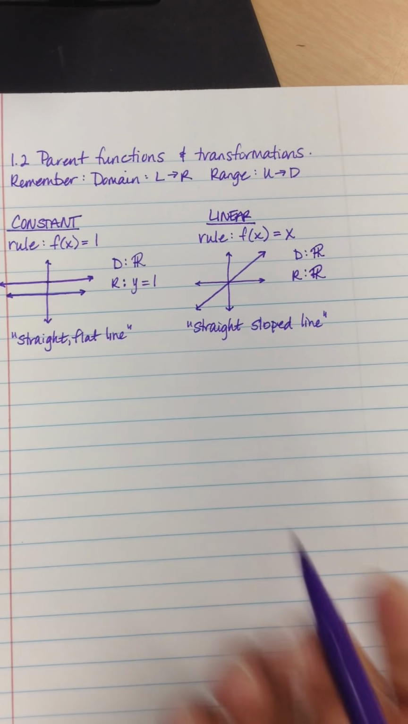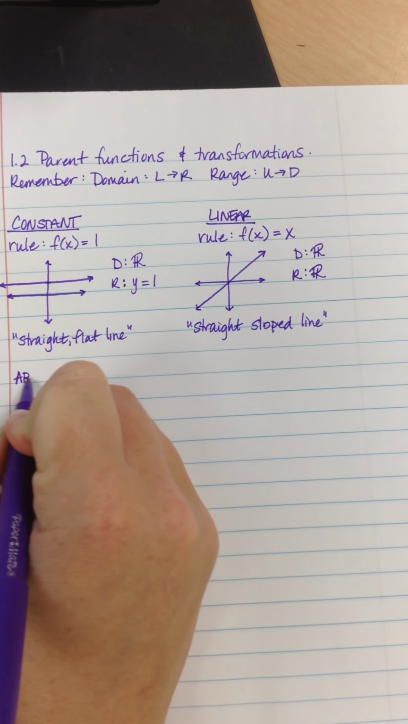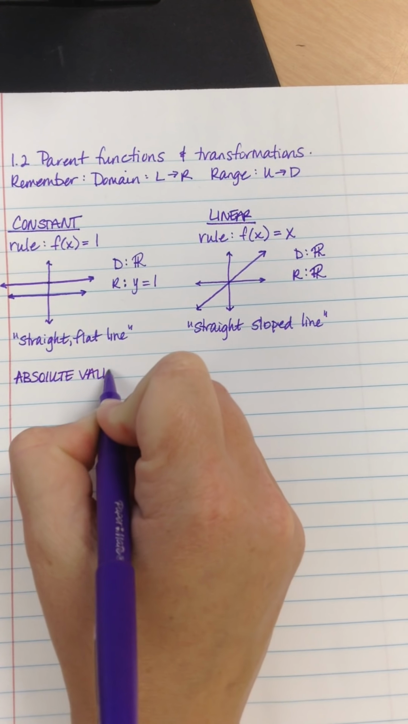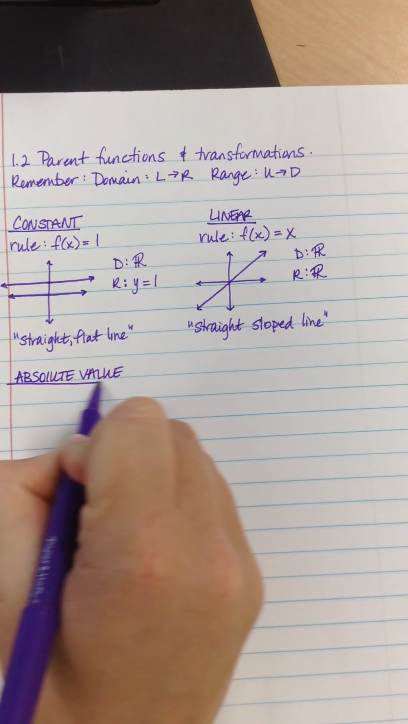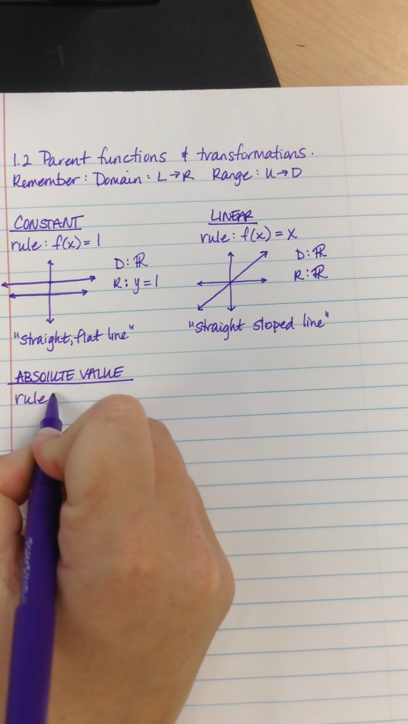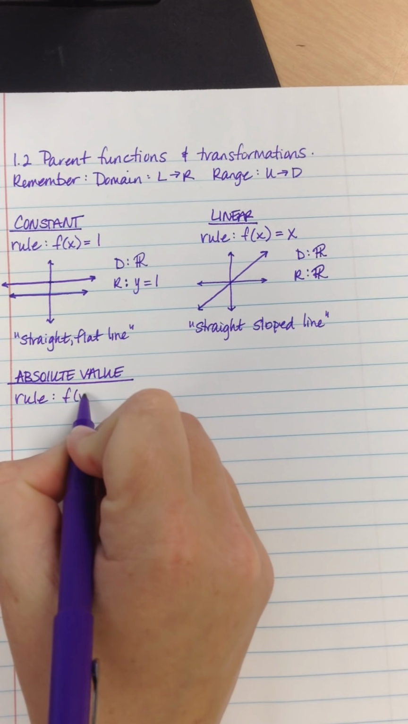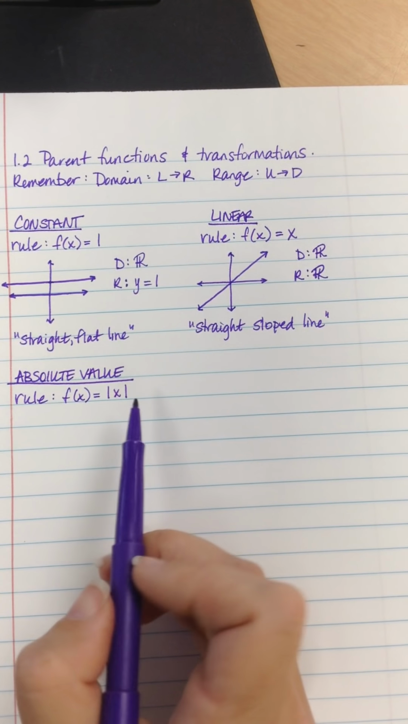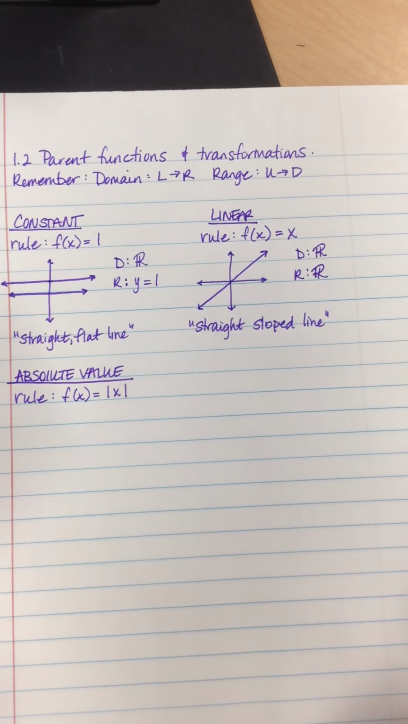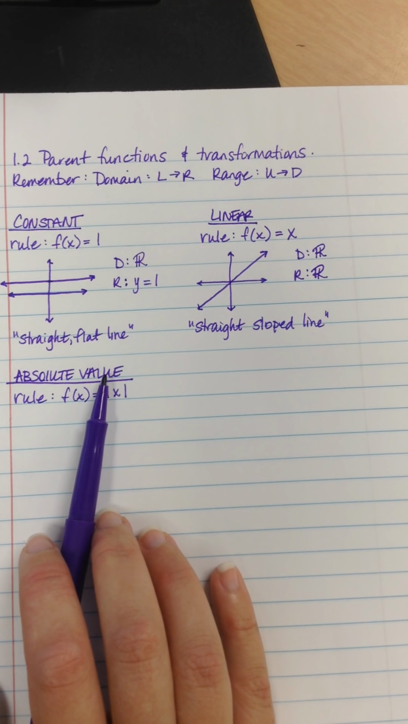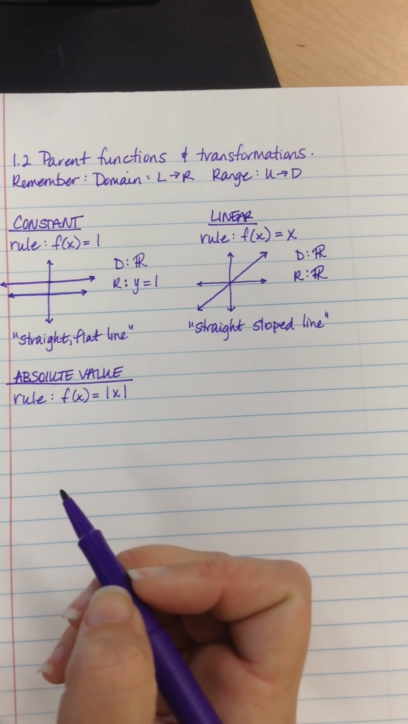Okay, a new one on you. You may not have seen this before. It's called absolute value. Absolute value, the rule for this, f of x equals the absolute value of x. So these 2 bars, kind of like jail bars, those are absolute value bars, and this is a dead giveaway as to what type of equation you have. If you see these bars, you know you're talking about an absolute value equation and or an absolute value graph.